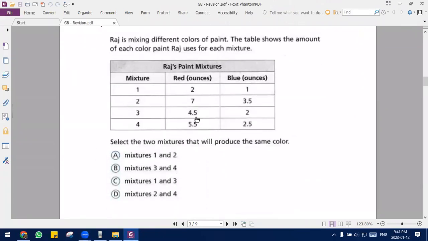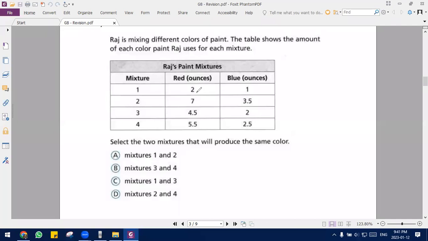Now, question 3. So here we have Raj is mixing different colors of paint. And here we have the table that shows the amount of each color paint Raj used for each mixture. So we have mixture 1, 2, 3, and 4. So he's using red and blue. Now we need to check which one produces the same color. So same color means same rate or same constant.